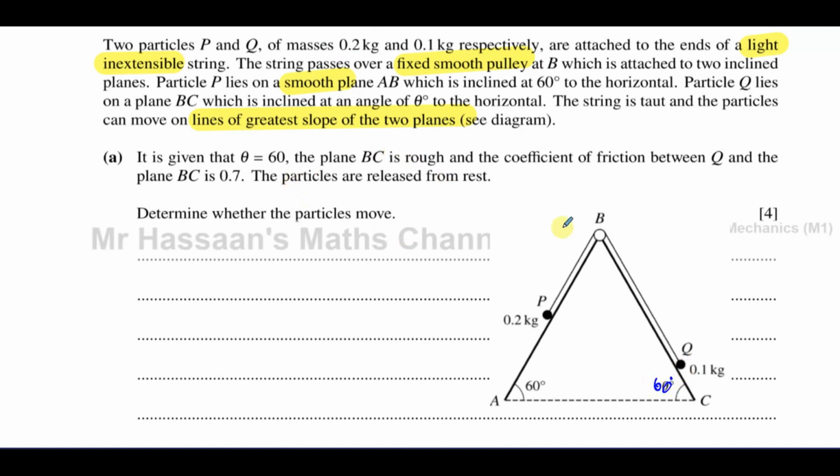Okay, and the plane BC is rough. So now this plane is rough, so that means there's friction on this plane. This side was smooth, this side is rough. And the coefficient of friction between Q and the plane BC is 0.7. So the coefficient of friction is equal to 0.7. The particles are released from rest. Determine whether the particles move.